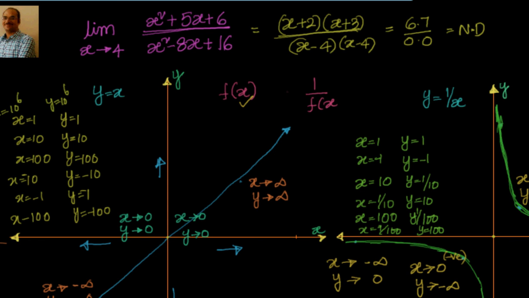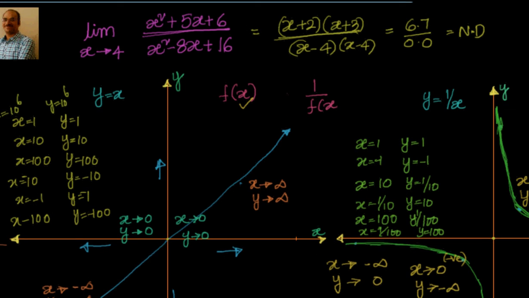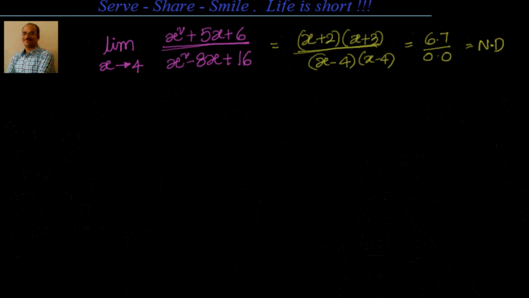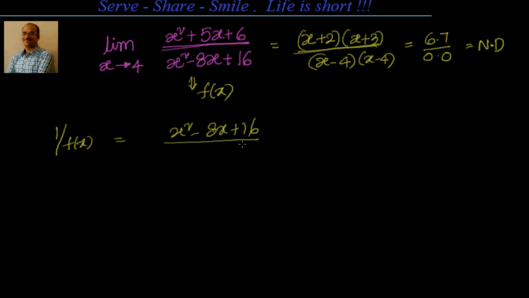I hope you are comfortable with that. So let's go ahead and solve this problem. Now how to solve this problem? As we have discussed, let me just erase this so that we can go ahead with the problem. To solve this problem, suppose this is f of x, we will take 1 by f of x. 1 by f of x is nothing but x square minus 8x plus 16 divided by x square plus 5x plus 6.